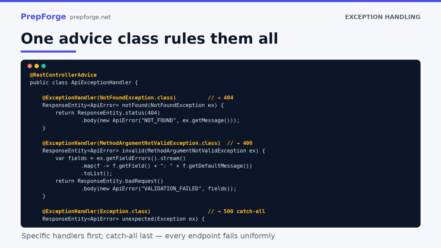The mechanism is @RestControllerAdvice, a class whose @ExceptionHandler methods catch exceptions thrown by any controller in the application. Each handler declares the exception type it handles and returns a ResponseEntity with the right status and a structured error body. 404 for NotFoundException, 400 for validation failures with the field errors extracted, and a catch-all 500 for anything unexpected. Notice the same advice class handles MethodArgumentNotValidException. Validation and error handling pair naturally in one coherent place that defines how your whole API fails.